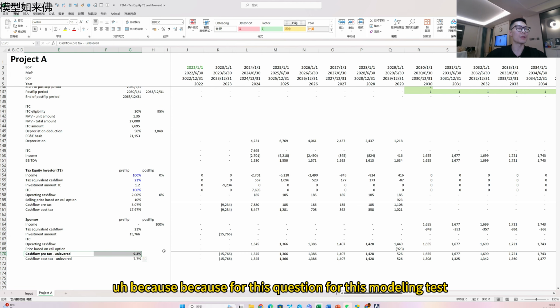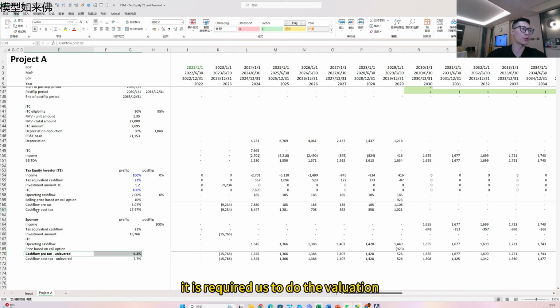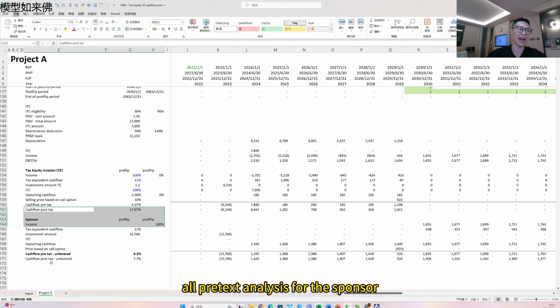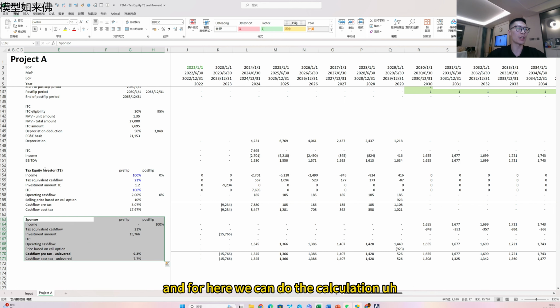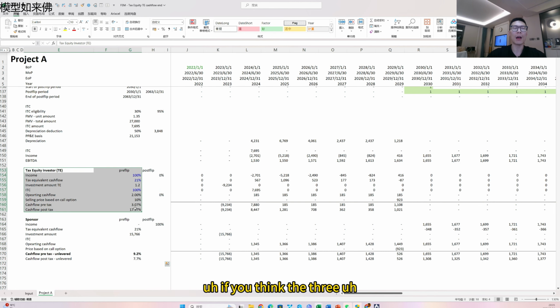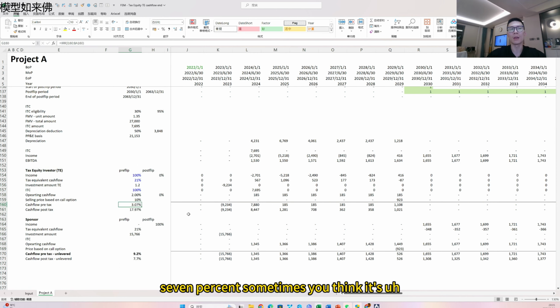Because for this modeling test, it is required for us to do the valuation all pre-tax for the sponsor. So here is the answer we want to submit to the recruiter. And for here, we can do the calculation. If you think the 3.07% is irrelevant or uncomfortable, you can simply hide or delete that. That should be okay. So that's the overall part of this class.